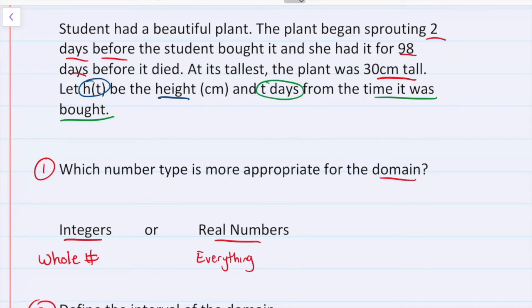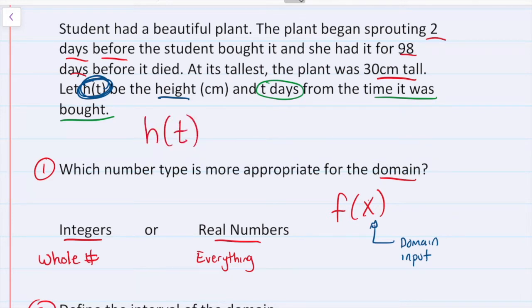Well, if you don't remember, domain is always what you're plugging in. It's the input. Domain, in other words, is the input. Well, guys, look at this h of t here. I know I put f of x just as an example, but in this problem, we're talking about h of t. Remember what h represents? It represents the height, right? They said it in the word problem. What does the t represent? The t represents the days. So which one is the domain we're talking about? The inside, days.